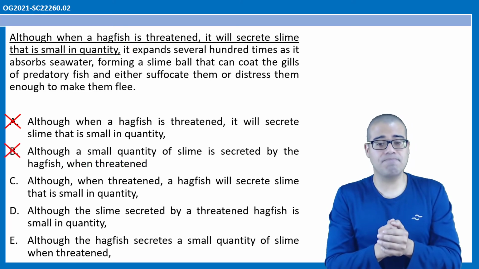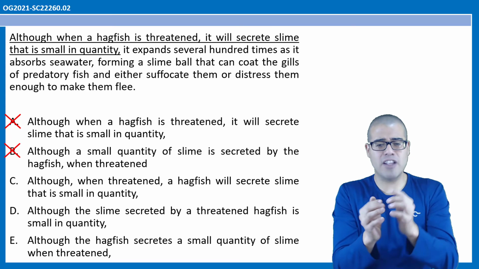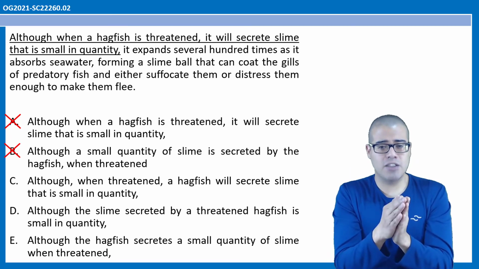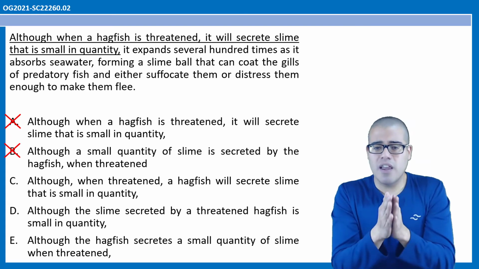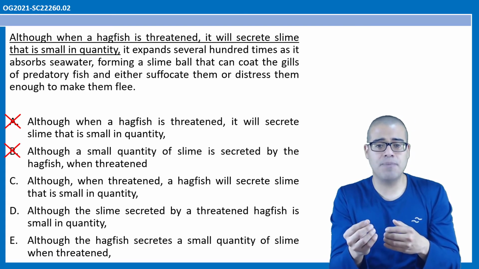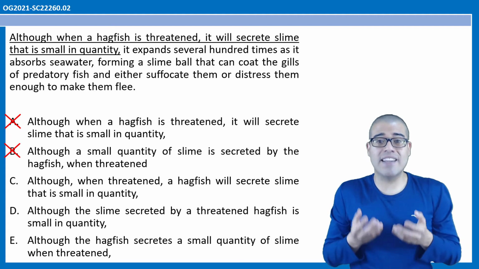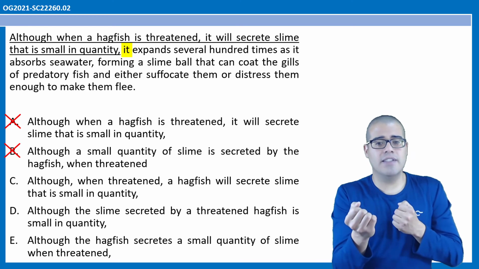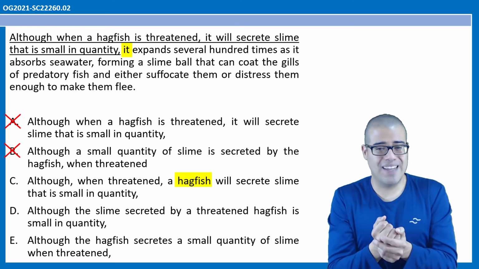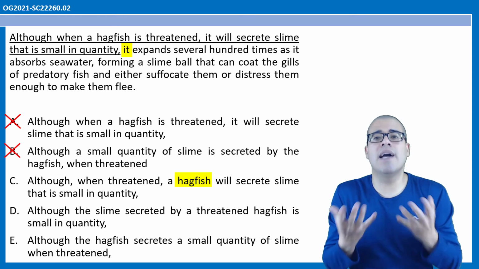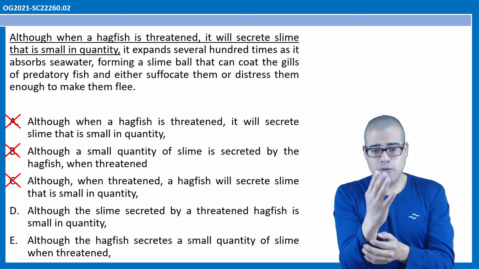What about C? You have although, and then you have this when between commas. When threatened is a modifier that is describing a hagfish. That works. Then you have a hagfish will secrete slime that is small in quantity, comma, it expands. What is that it again? Well, that it, the non-underlined it, seems to refer to hagfish. And that's a problem because the hagfish, the fish, does not expand. The slime expands.